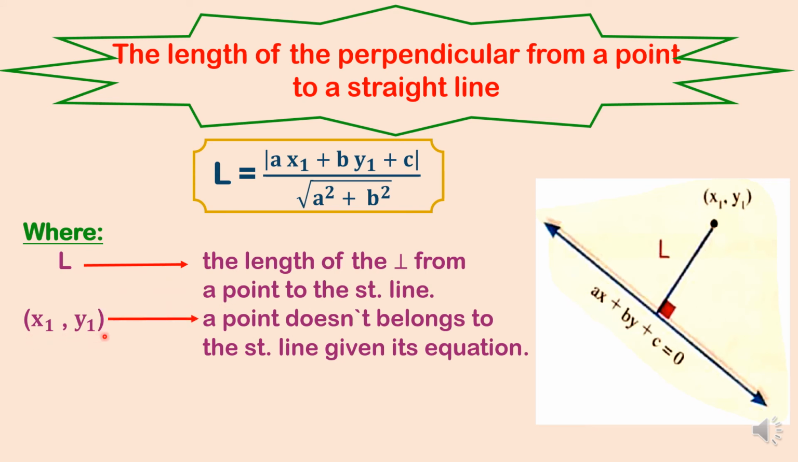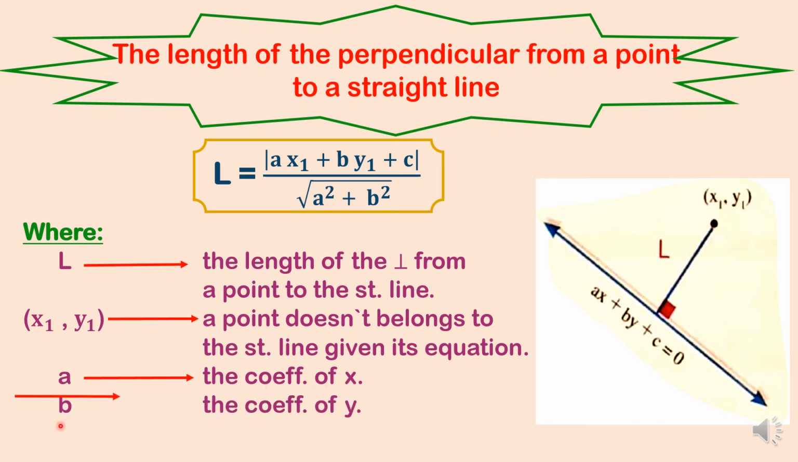X1 and y1 is a point that doesn't belong to the straight line given its equation. It means the point is outside the straight line. A is the coefficient of x, B is the coefficient of y, C is the absolute term.